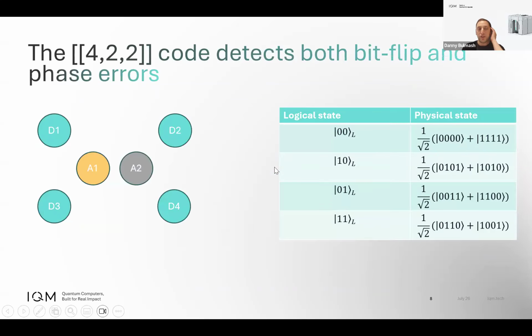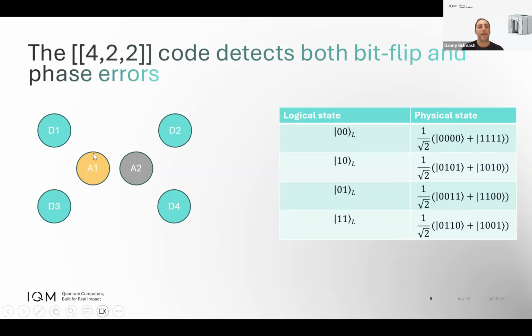So in order to deal with that, we talked about the 422 code, which is a very simple code. It doesn't actually correct errors, but it does detect them, where we encoded 2 logical qubits, so 4 possible states, in 4 physical qubits, which have a total of 2 to the 4th or 16 possible states. So we picked out these 4 special states as the logical states. And because we put our physical qubits in superposition in order to represent a logical state, we were able to detect both bit flip and phase errors.